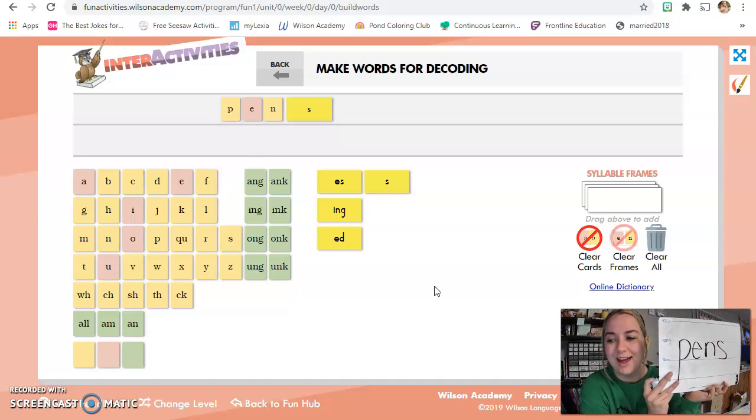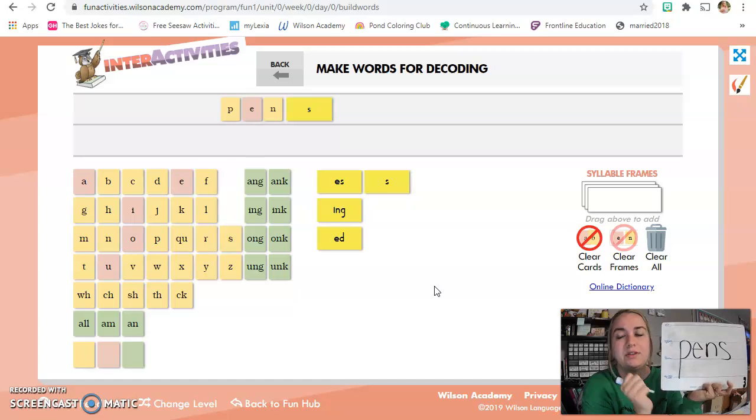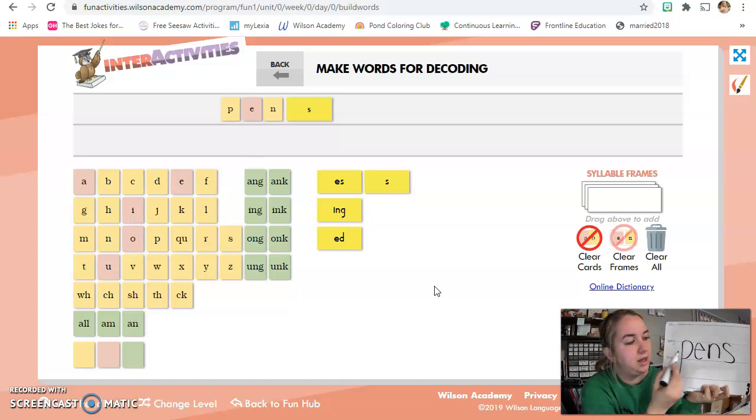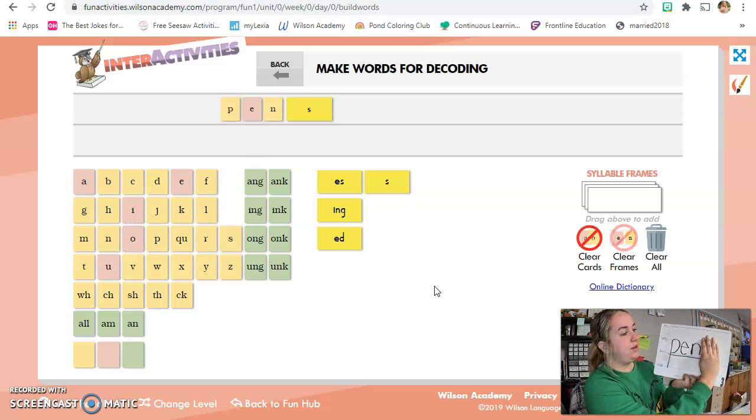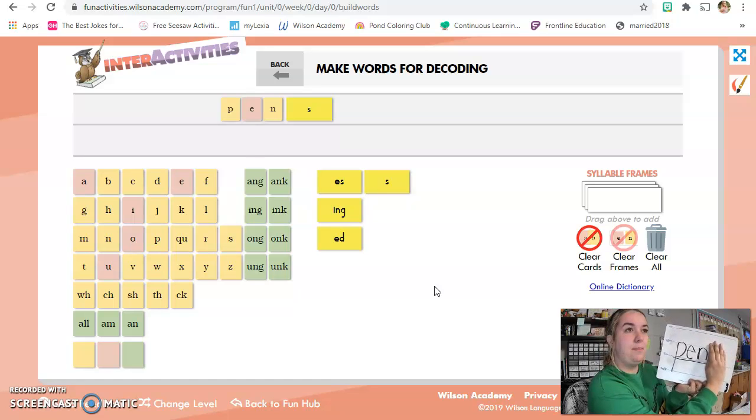I need some help marking it up, though. I don't see any digraphs or bonus letters I need to mark up, so we're going to go straight to what we do when a word has that suffix s at the end. My first thing I'm going to do is find my base word. First graders, what is my base word in pens? Very good, it's going to be pen. Your base word is everything but the suffix, so I can't underline that suffix because that's not my base word.